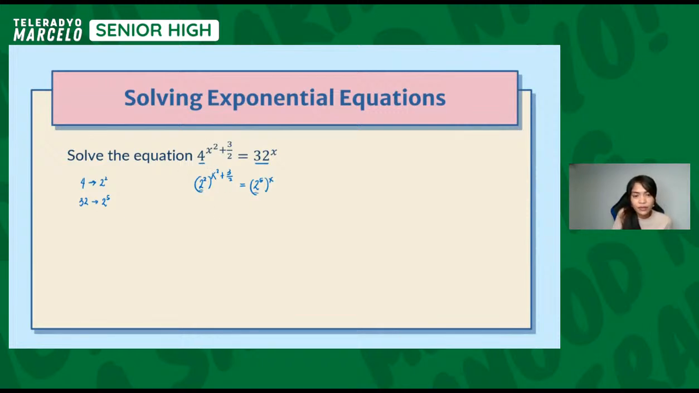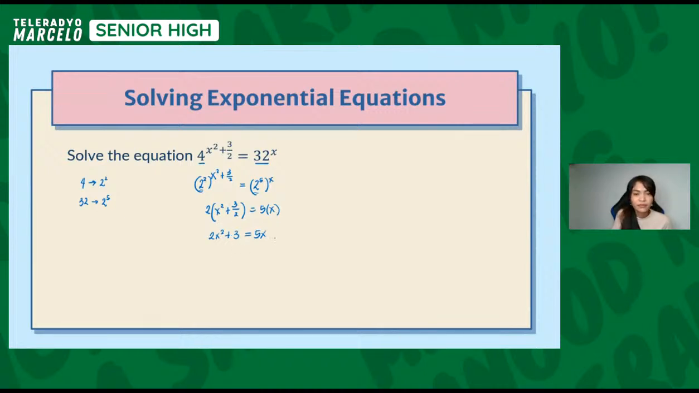Now we can rewrite our exponents and equate it with each other. So we will have 2 times x squared plus 3 over 2 equals 5 times x. So we just rewrote our exponents. And then from here, let's solve for the value of x. Let's distribute 2 on each term inside the parentheses. So we will have 2 times x squared is 2x squared plus 3 equals 5x. So saan nanggaling yung 3? 2 times 3 over 2.